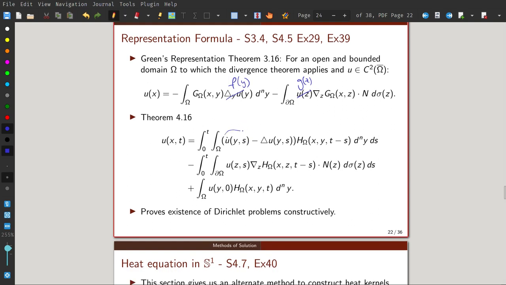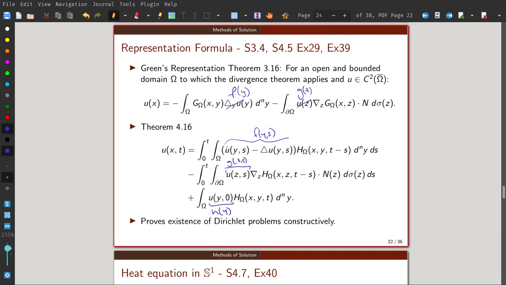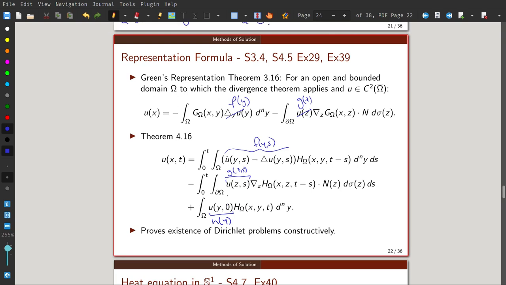Likewise here, this is the inhomogeneous term. This here is the boundary term. And this here is the initial term. So we can write this function in terms of these three functions, and this will, of course, obey the partial differential equation and the boundary value conditions. So this provides us with the existence of a solution to these Dirichlet problems if we can find a Green's function.